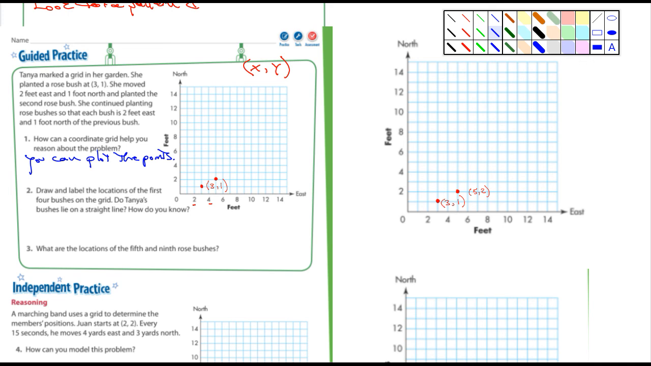Draw and label the locations. Oh, okay, my bad. It does say to label it. So you guys do need to label the points just like I've been doing. Do they lie in a straight line? How do you know? Yeah, you guys can answer that question.